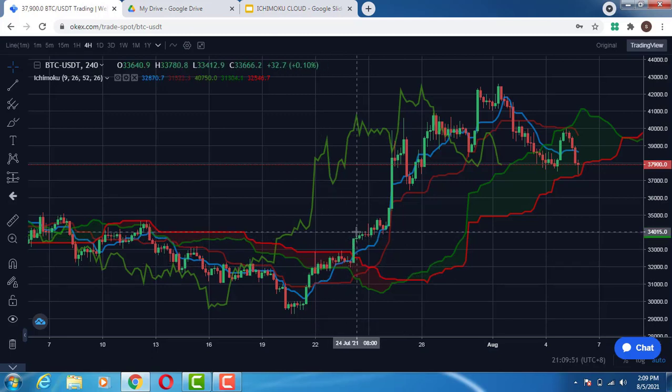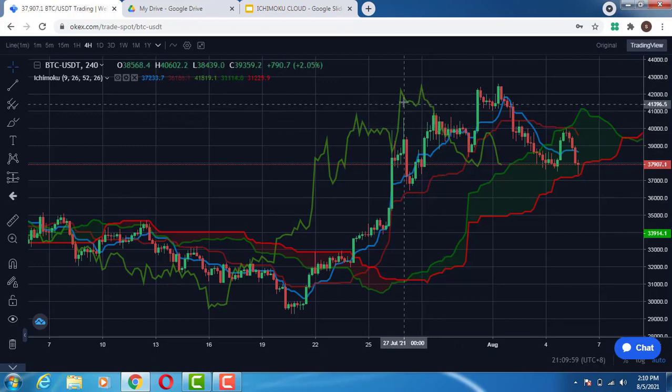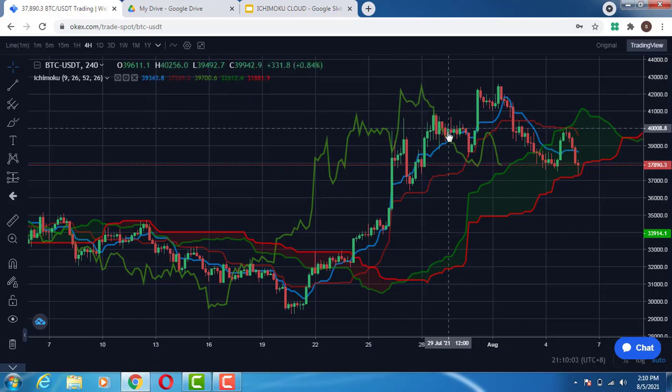Now, where will you exit this market? It's very simple. You will exit this market in the area where you see multiple closes above the green line, this very green line here, which is the lagging span. So around this area is where we have to exit the market, where we see multiple closes above the green line. In this case, we see multiple closes around this area.